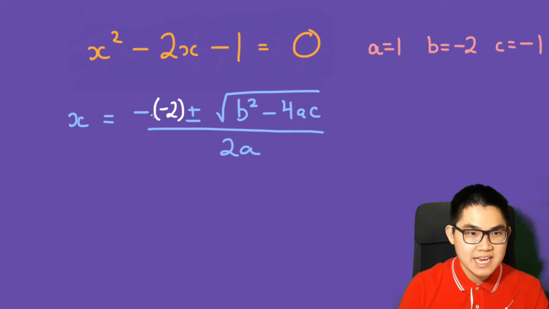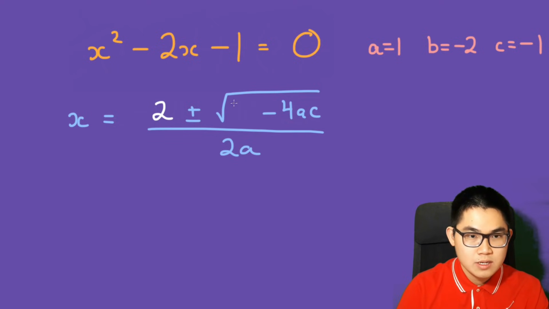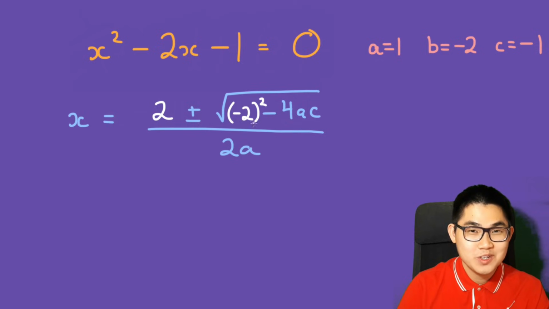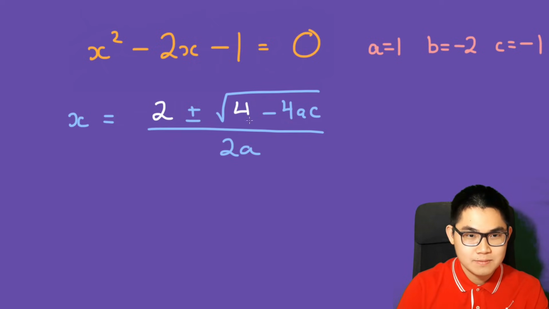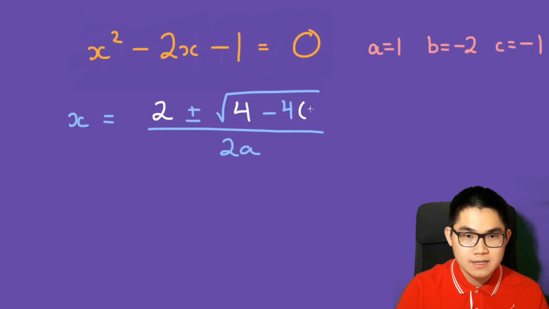And what is negative 2? Well, that's just positive 2. And same thing here. We have b squared. Let's turn that into negative 2 squared. And negative 2 to the power of 2 is just 4. Now we have 4 times a times c. That is the same as 4 times 1 times negative 1.